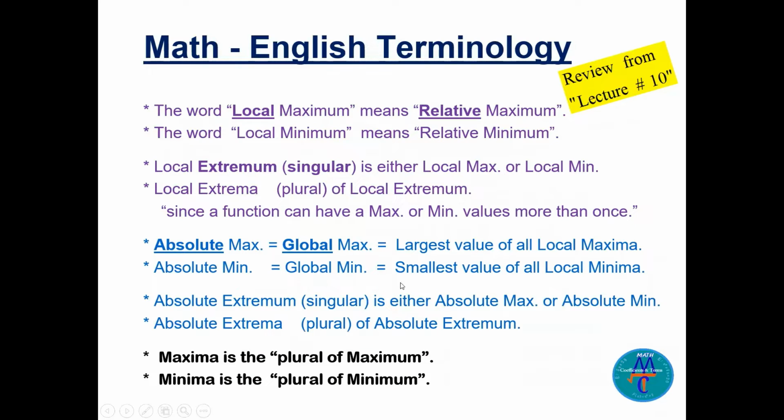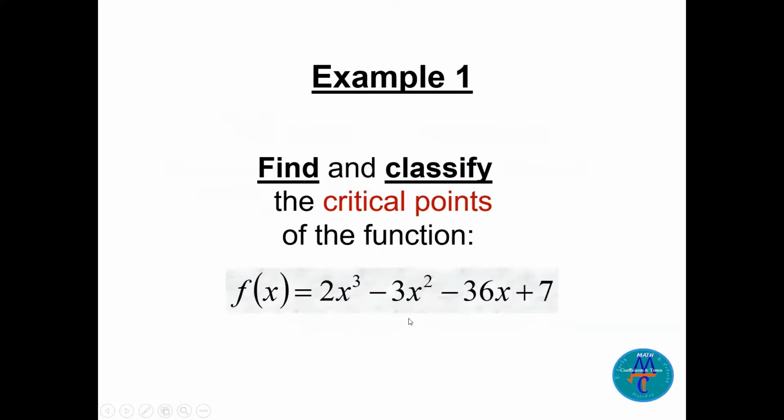Now this slide is from lecture number 10. This is math English terminology. I have explained the words local maximum, relative maximum, etc., local minimum, extremum, extrema, absolute max, absolute min. You can read this, maxima, minima. You can go to lecture number 10 and you see this in detail.